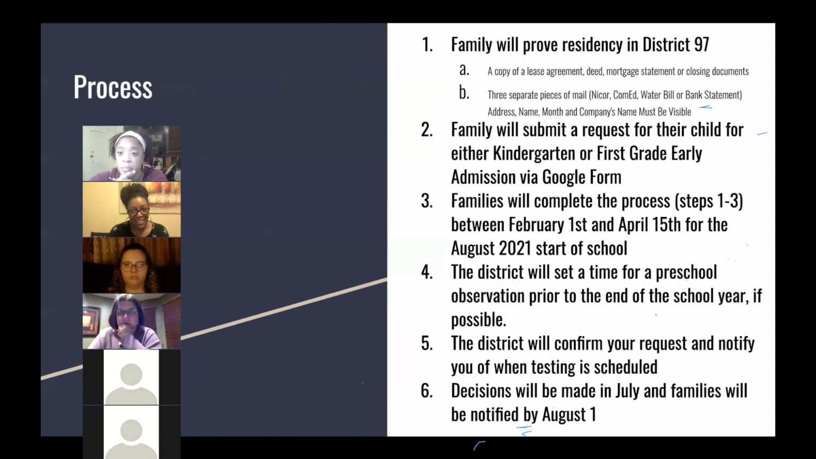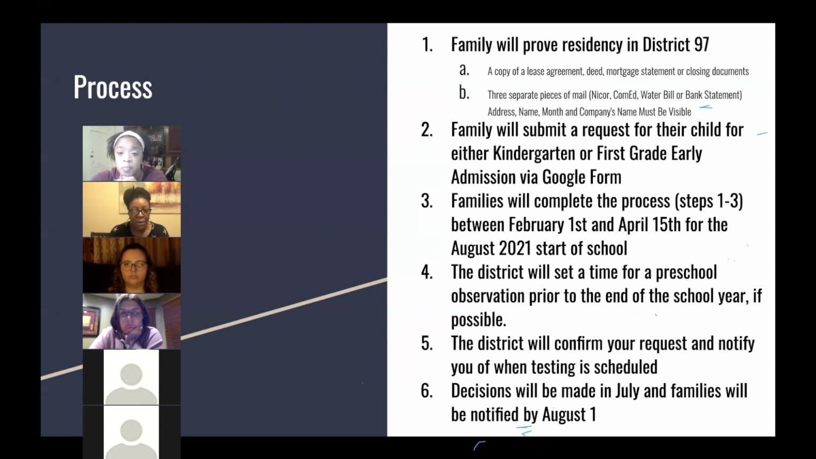So the process. The first key is making sure that you're a resident of Oak Park in District 97. So we typically ask for a copy of a lease agreement, deed, mortgage statement, or closing documents. That should be accompanied by 3 pieces of mail. It could be utility bills, bank statements, but we want to make sure that your address, name, and company's name is visible.